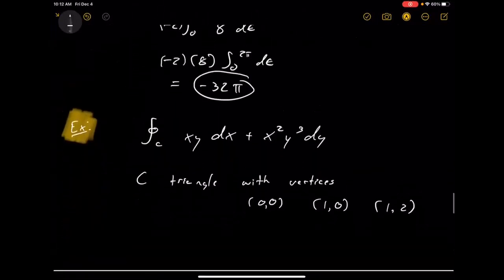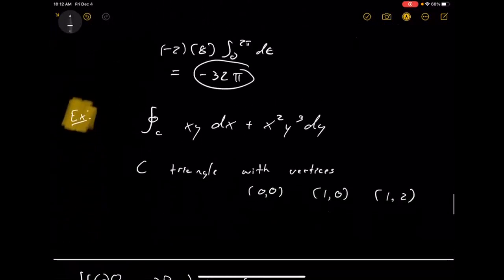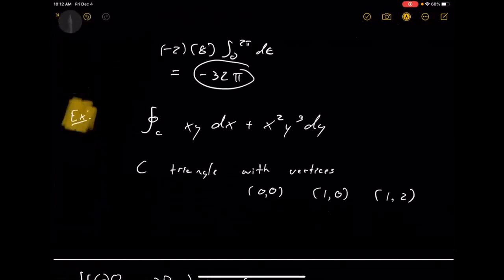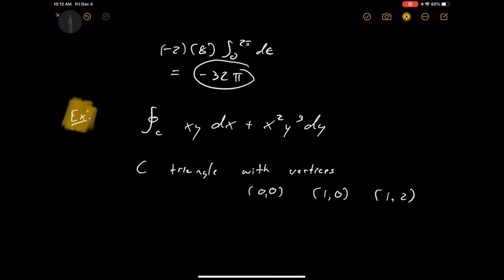Now let's do one more example. I'll do maybe one or two at the end as well.